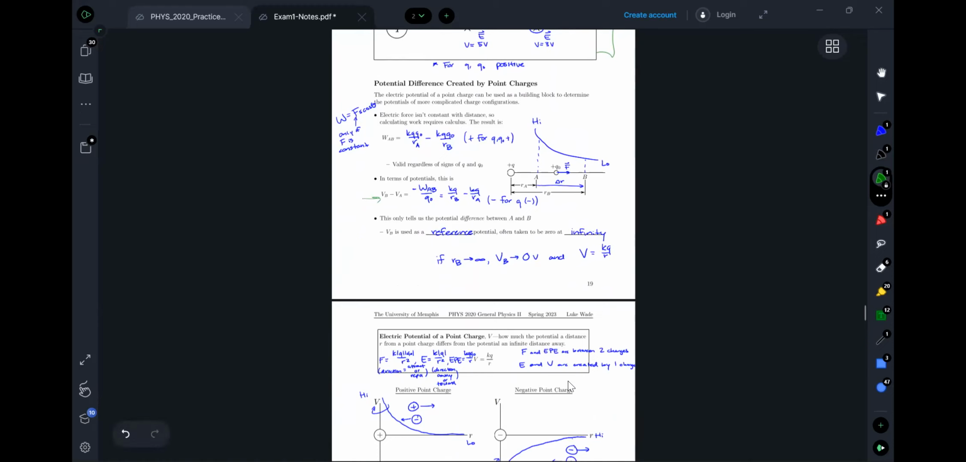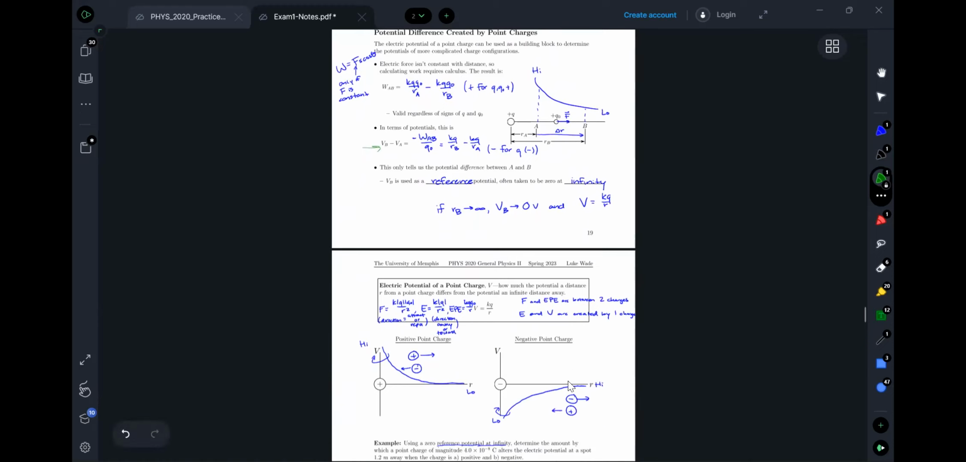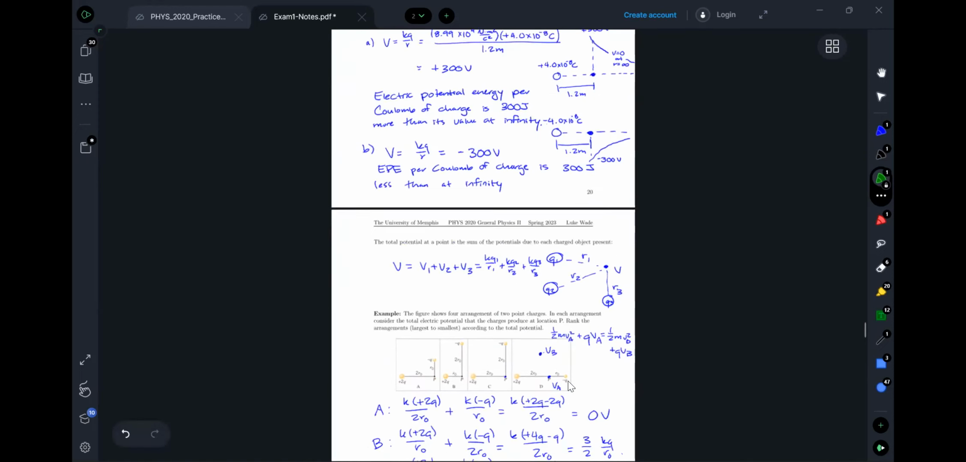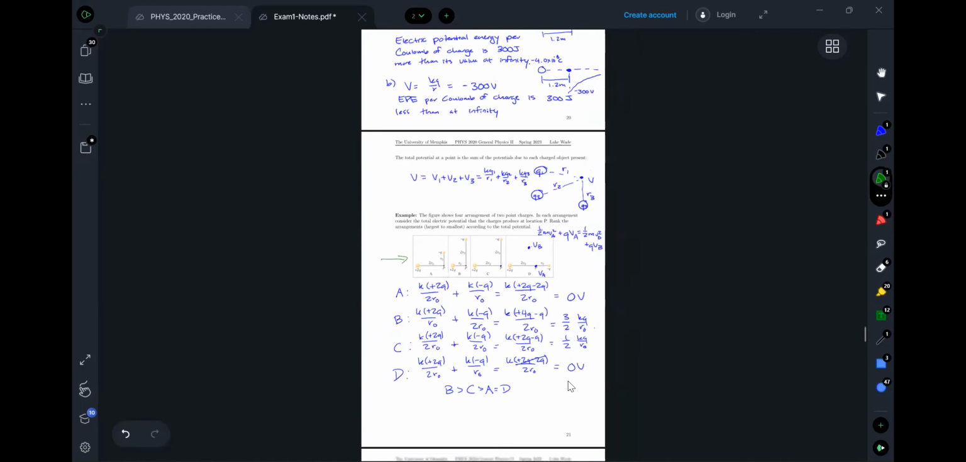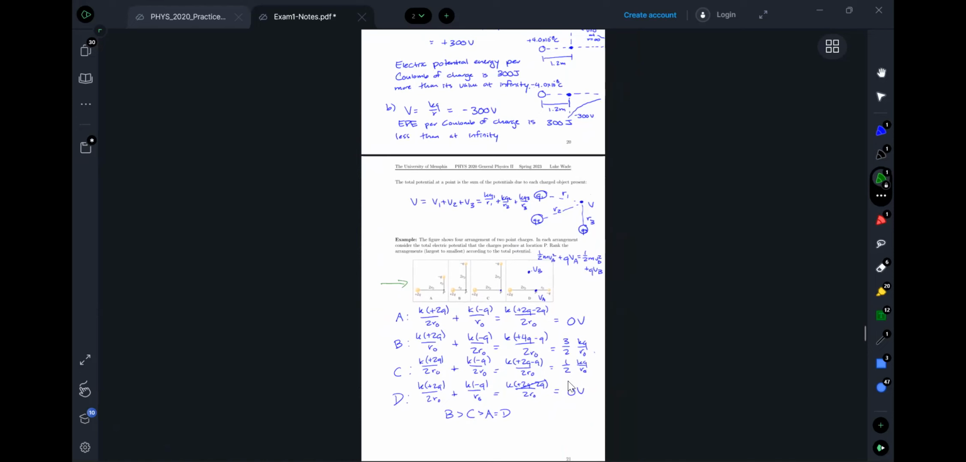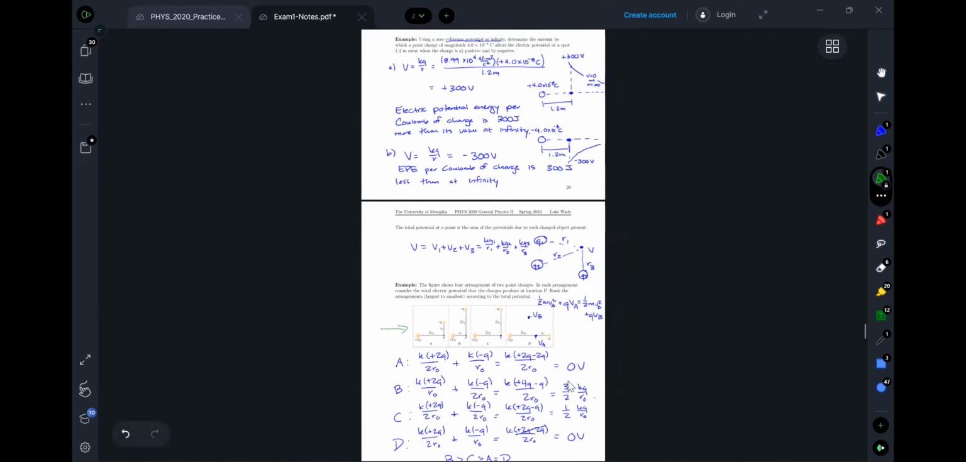So we figured out the potential for a point charge. It's kQ over r, or I guess we had that right here. That is important on here, knowing the electric potential for a point charge and possibly multiple point charges. So examples like this one are a good idea to look at. And knowing that depending on if you have positive or negative charge, that changes the sign of your potential.